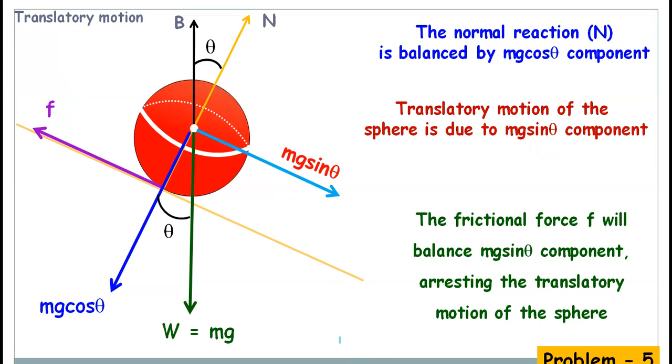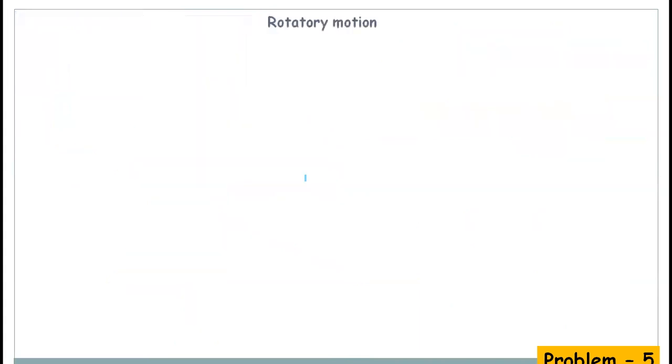So from this slide, the conclusion we can draw is that for the translatory motion to be absent, the frictional force should be equal to the component mg sin theta. Okay, right. In the next slide we will discuss the rotatory motion of the sphere. So once I place the sphere on the inclined plane, it will start sliding over the inclined plane along with rotation.